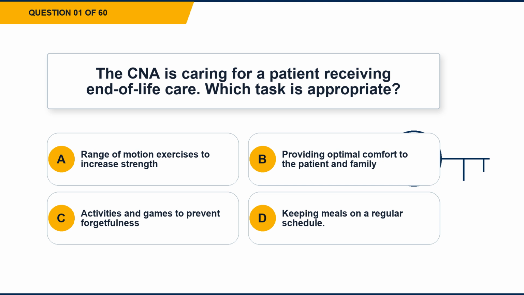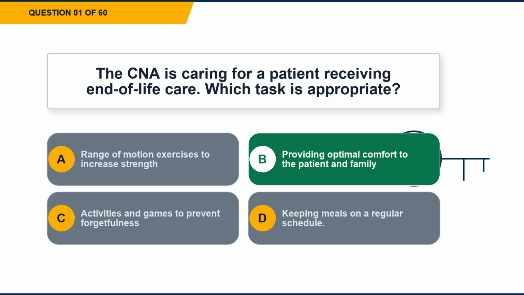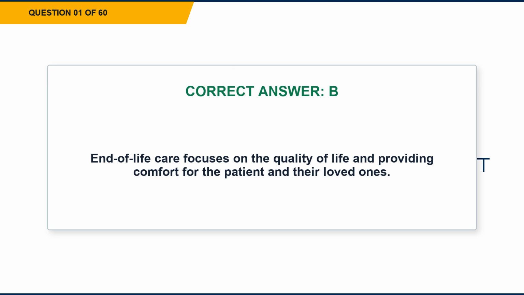Option A. Range of motion exercises to increase strength. Option B. Providing optimal comfort to the patient and family. Option C. Activities and games to prevent forgetfulness. Option D. Keeping meals on a regular schedule. The correct answer is option B. Providing optimal comfort to the patient and family. Explanation. End-of-life care focuses on the quality of life and providing comfort for the patient and their loved ones.